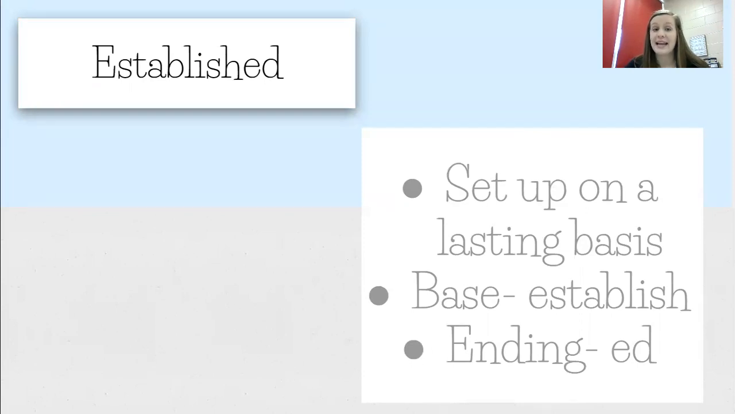Established is our next amazing word. And established is set up on a lasting basis. This word has a base and an ending. What is that base word in the word established? That's right, it's establish, right? You can establish something. What ending did we add to our base word establish to turn it into a past tense form of establish? We added that ending ed, and that turned establish into established, which makes it past tense.